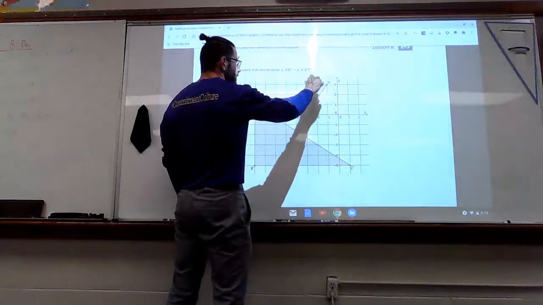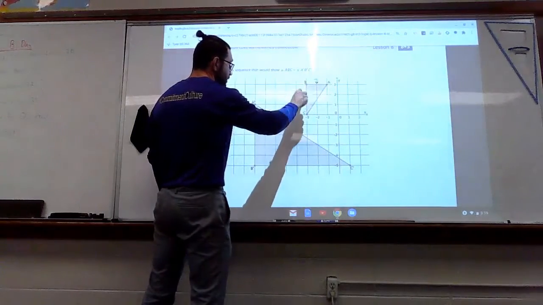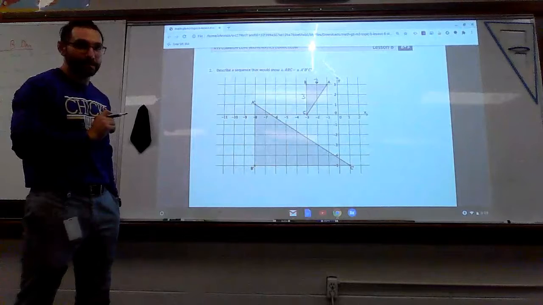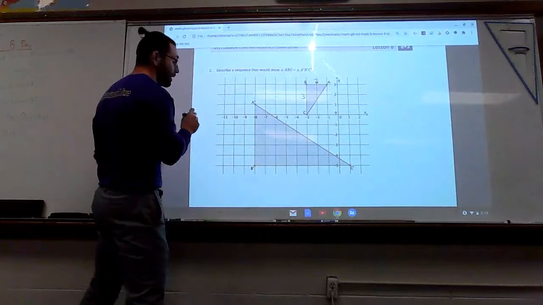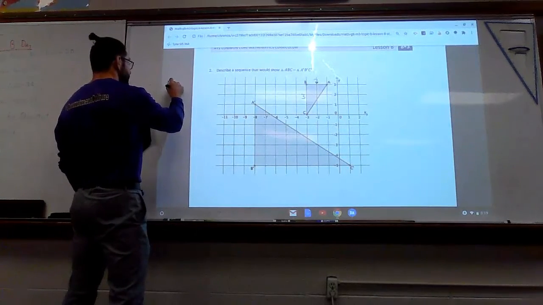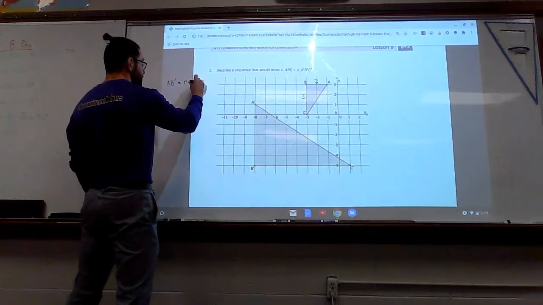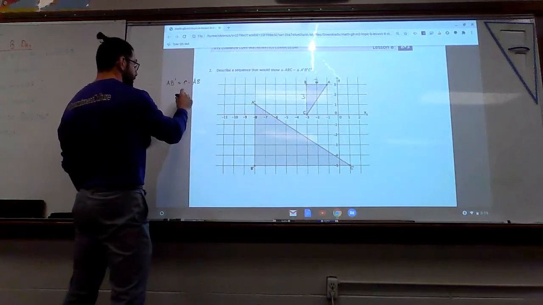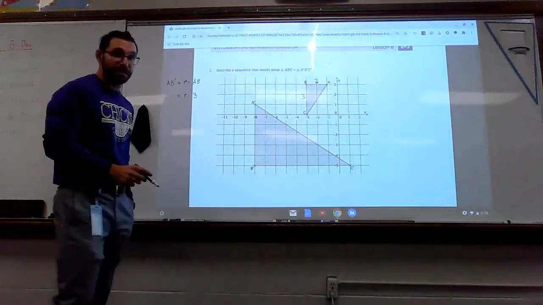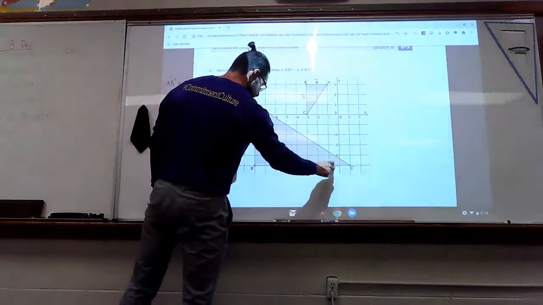So from A to B is 2 spaces. From B to C, 1, 2, 3 is 3 spaces. I'm only worried about that, because what I need to do is find my scale factor. And remember, it's A'B' equals R times my pre-image, which is AB. So right now, we've got R times 3 if I'm doing BC. So let's find B'C'. 1, 2, 3, 4, 5, 6, 7, 8, 9.